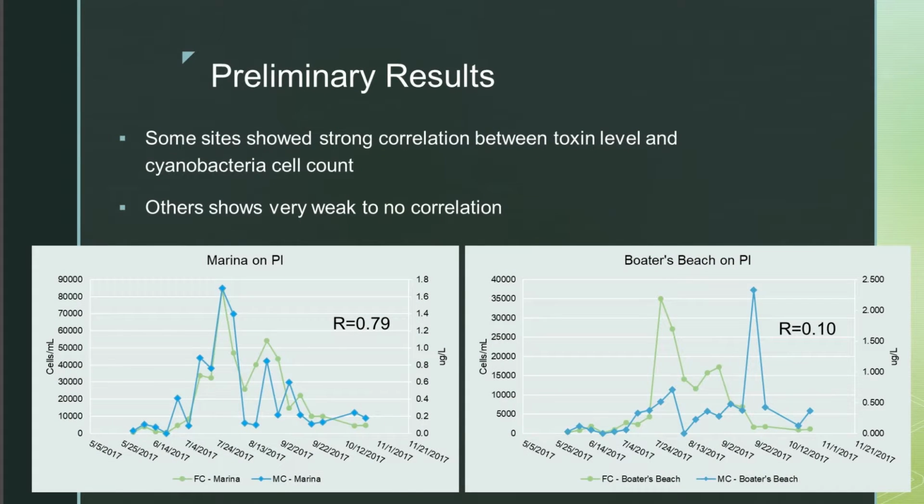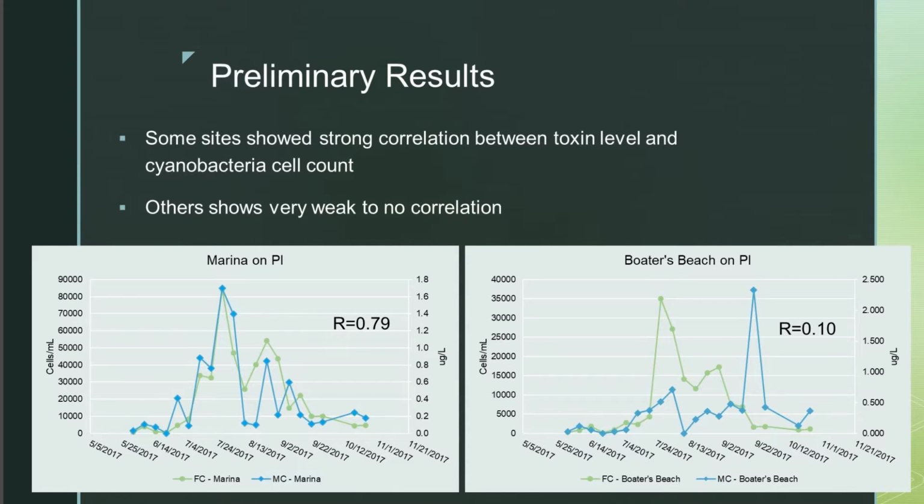Okay, so these are preliminary results, and the reason I say that is because a lot more work has yet to be done on this data set. So I'm just going to show you guys the flow cytometry results versus the microcystins results. Flow cytometry is indicated by the letters FC, and then MC indicates microcystins, the toxin concentration.